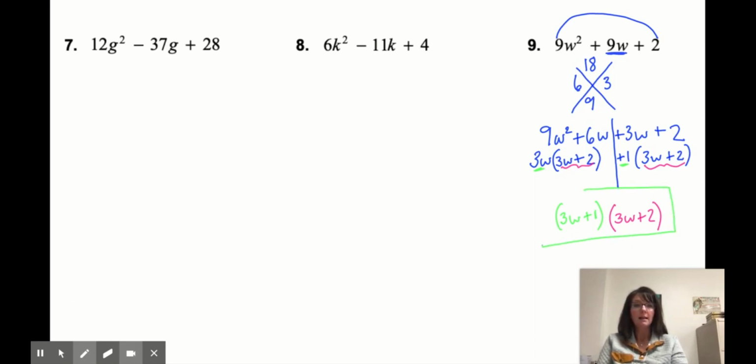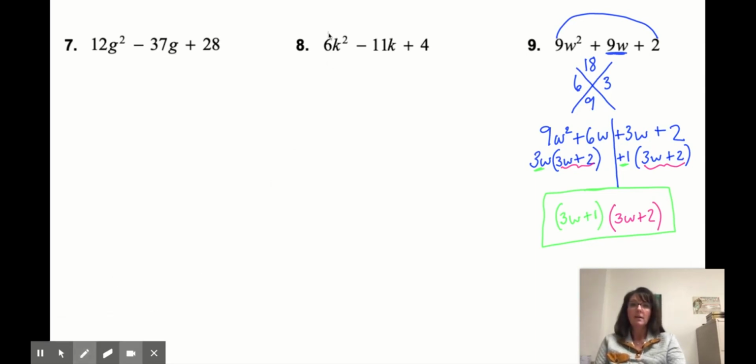And you can check your work to see if it's correct by FOIL, first, outer, inner, last, and you need to get back to this original trinomial up here. So I know it's a lot of steps, so we're going to do this step by step.